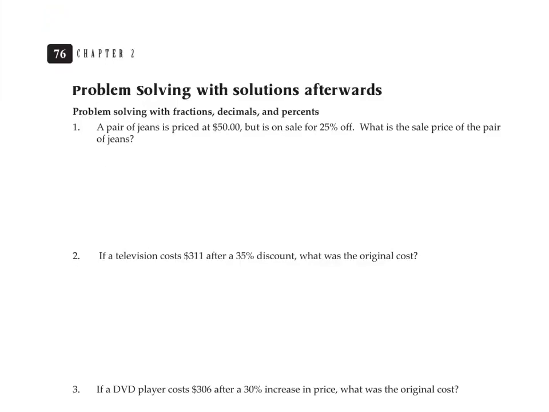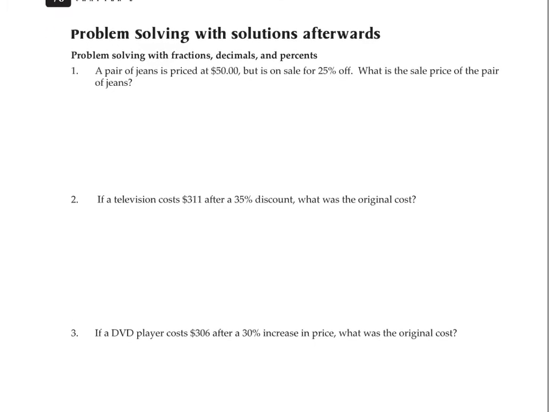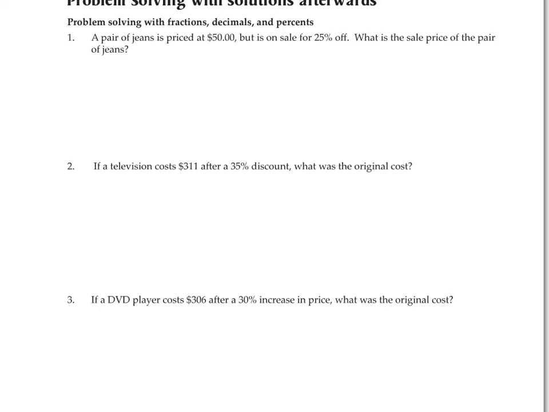All right, so on this page, we've got some word problems we're going to work on. A pair of jeans is priced at $50 but is on sale for 25% off. What is the sale price of the pair of jeans? All right, now the first 3 questions on this page are all about sale price and discounts, percent increases, all stuff like that, having to do with original cost and a discounted or increased cost.